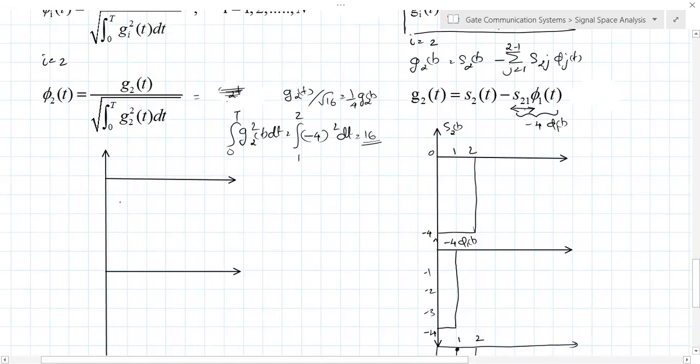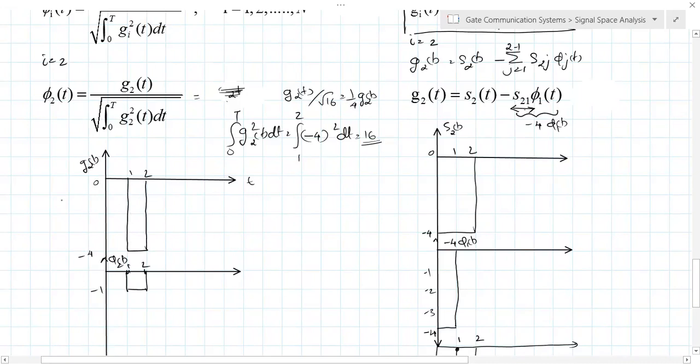So we can plot here. G2 of t, we already know, is a signal which exists from 1 to 2 and the amplitude is minus 1. Okay, so that's the signal G2 of t. Now we need to multiply this signal with 1 by 4. Then you will get phi 2 of t. So we can plot phi 2 of t. Again, it exists from 1 to 2, and if you multiply with 1 by 4, the amplitude becomes minus 1. So this is your new signal, which exists from 1 to 2, and the amplitude is minus 1. That is phi 2 of t.